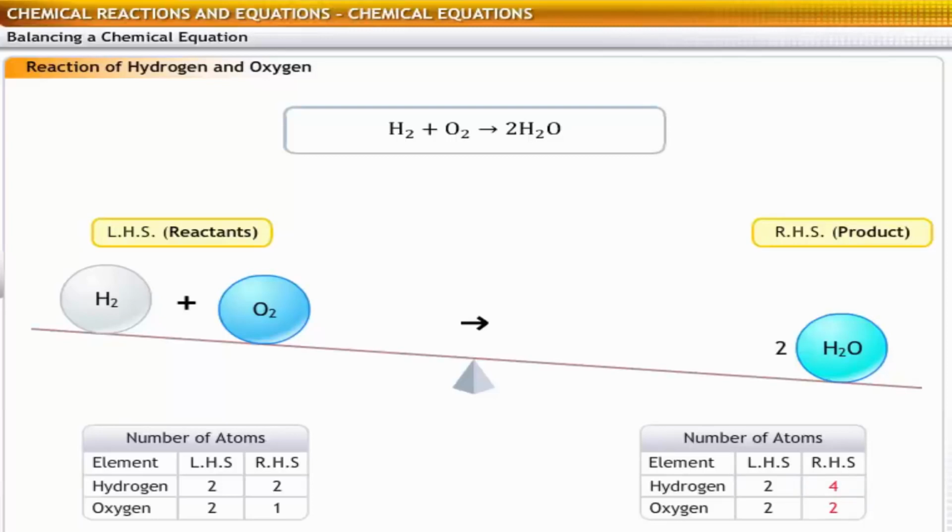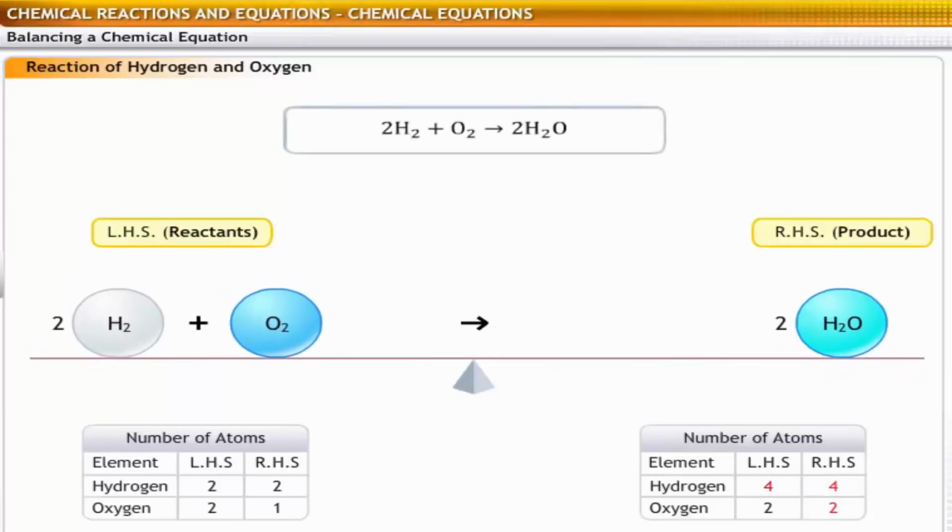To balance the hydrogen atoms, place the coefficient 2 on the left hand of hydrogen on the reactant side. Now, let's take a look at the final equation. The atoms of each element on the left and on the right hand side of the equation are now balanced as per the law of conservation of mass. According to the final balanced equation, 2 molecules of hydrogen react with 1 molecule of oxygen to form 2 molecules of water.